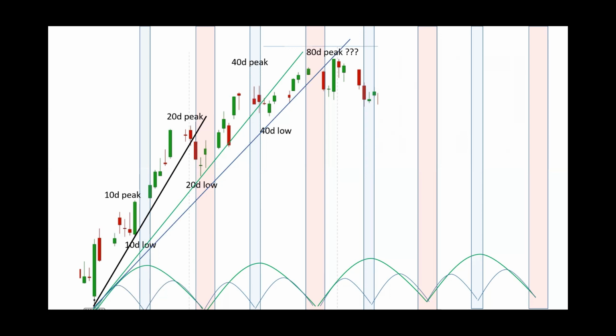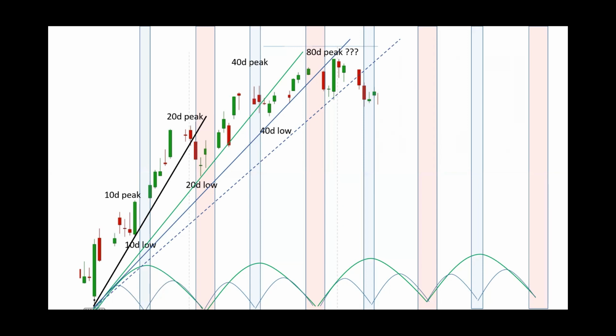So we can expect a rally to form the next 10 days cycle peak. Then a decline which should end in around 14 days. Some people will place the 40 days low here and draw the 40 days trend line. But in this case, the 40 days cycle is 48 days long, way too long for a 40 days cycle. But let's pretend this is the 40 days low.